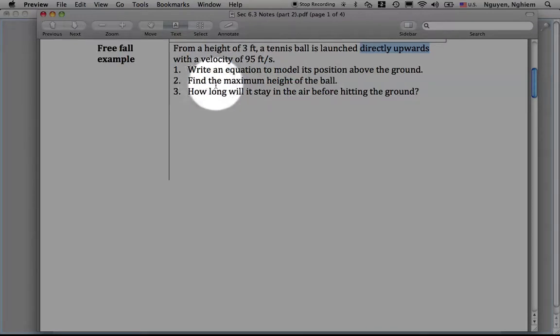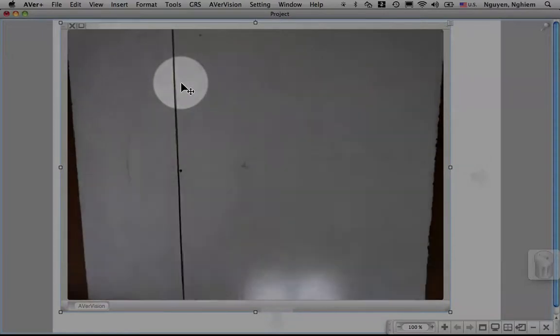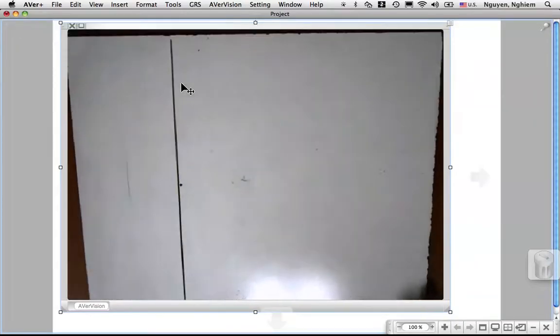Find the maximum height of the ball, and then determine how long the ball will stay in the air before it hits the ground. So we've got a few things that we can work with here. Let me go back to my whiteboard here and just diagram this out. So I have some variables here that I'm working with.